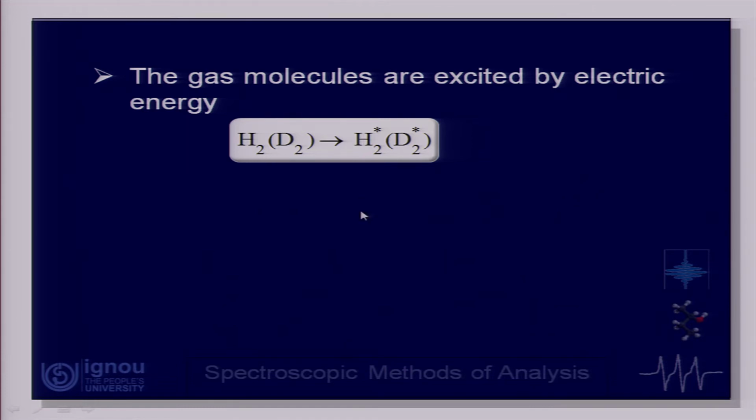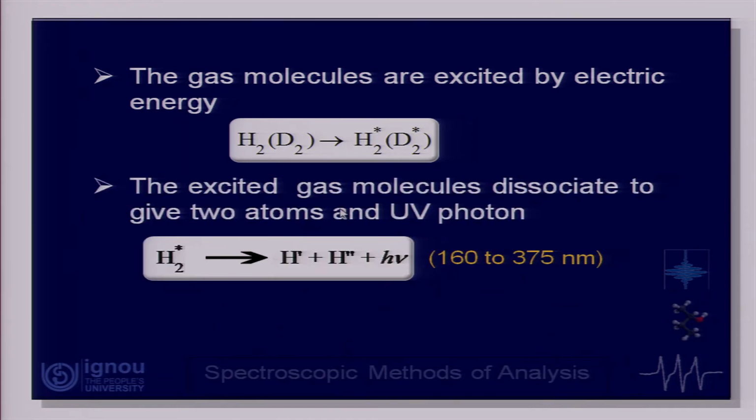Once they are excited, these molecules are unstable. So, when they are unstable, they break down. A hydrogen molecule in the excited state will break down to give me two hydrogen atoms, shown here as H prime and H double prime, and also give radiation in the UV range. This h nu is the photon coming out, and I get a wide range of photons, from 160 to about 375 nanometers.